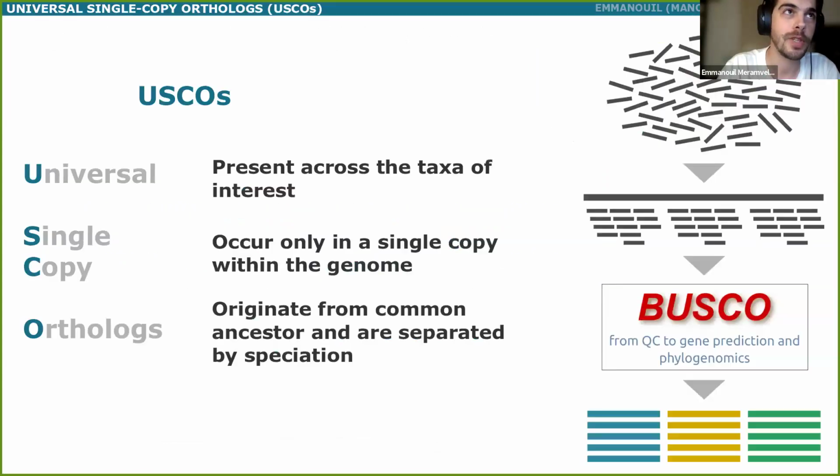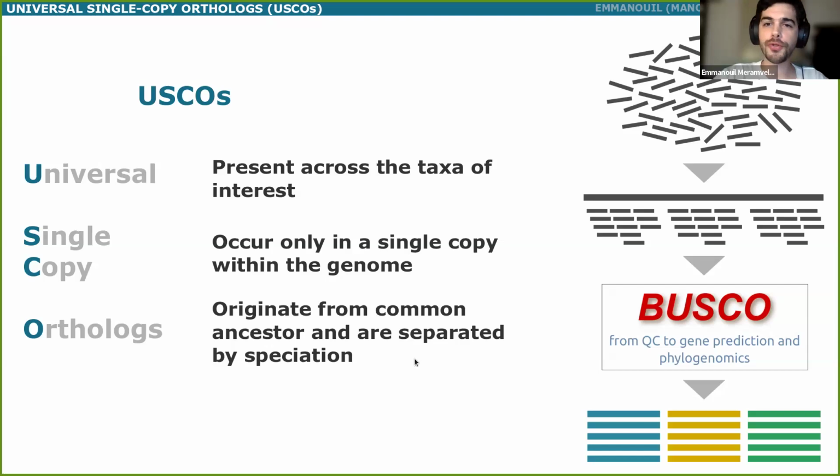So, when we talk about universal single copy orthologs, or USCOs, we talk about coding loci that are present as a single copy within the genomes of the taxa that we are interested in. And since they are orthologs, of course, they originate from a common ancestor and they are separated by speciation.